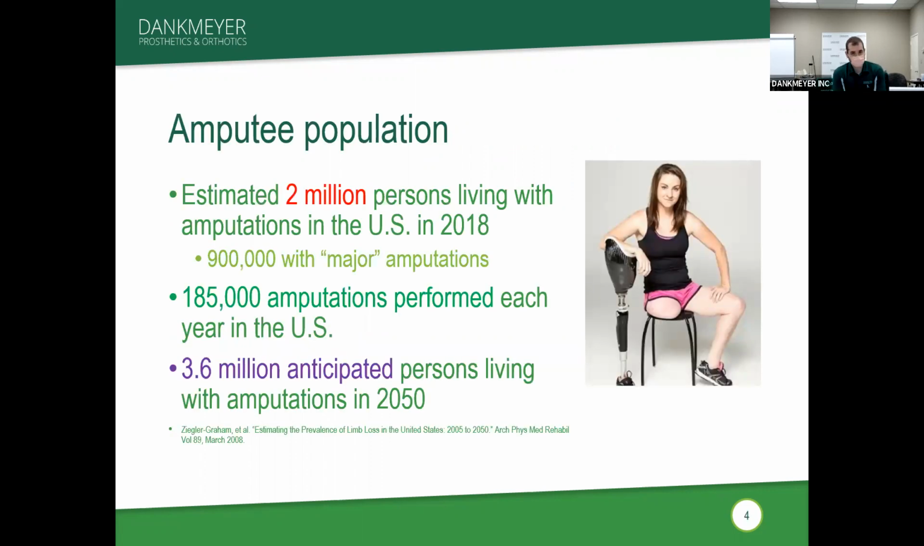So for the demographics, again, we've got an estimated 2 million. This was back in 2018, and that number is expected to continue growing. So I'm sure it's larger by now, but an estimated 2 million persons living with amputation in the US. 900,000 of those with major amputations. There are 185,000 amputations performed every year. And by 2050, that number is expected to jump to 3.6 million persons with amputation.